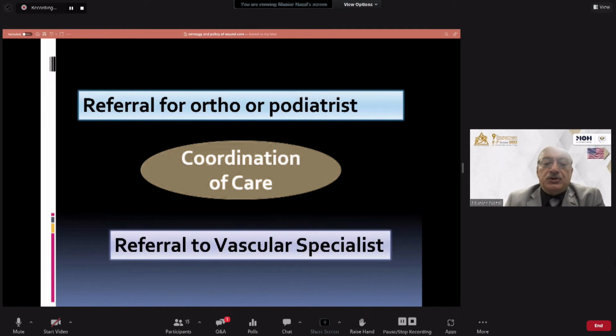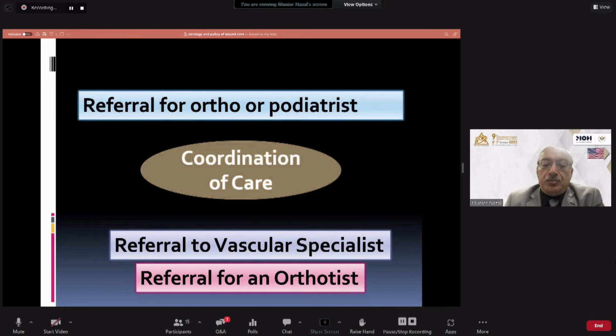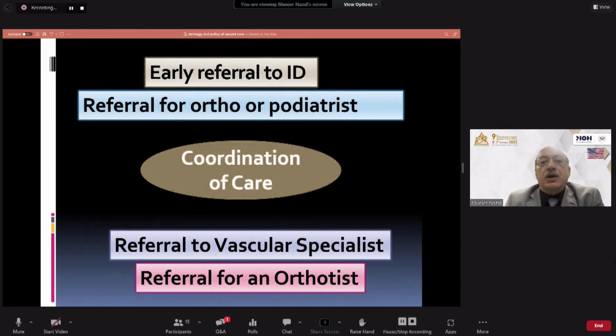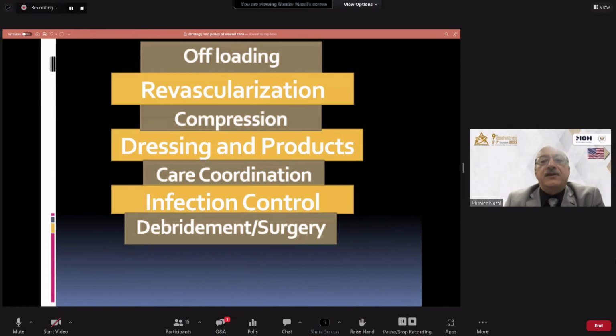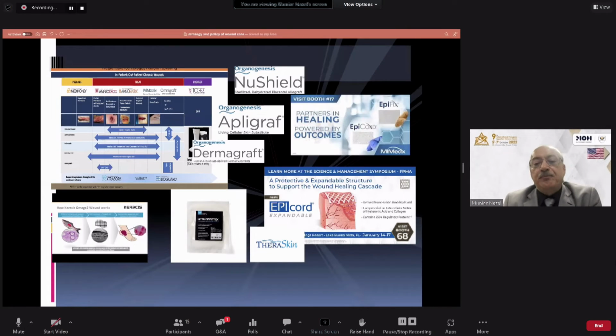Referral is very important. Vascular, orthopedic, podiatrist, orthotist, and wherever it is needed, an early referral to ID. You need to make sure everything is done properly for that patient, as a patient champion, or a physician champion, or a nurse champion. From offloading, revascularization, compression, dressing, care coordination, infection control, this is not the job of each specialty. This is the job of the champion.